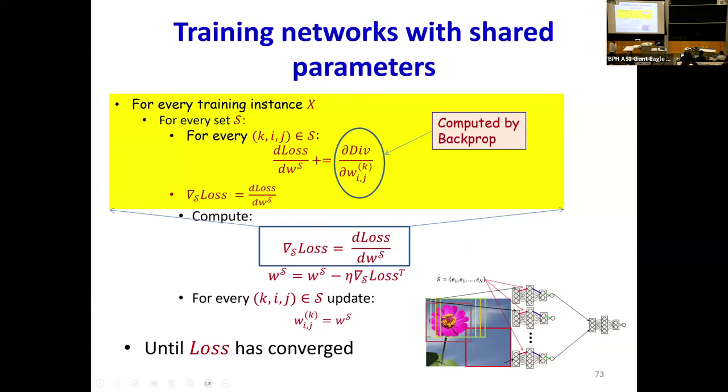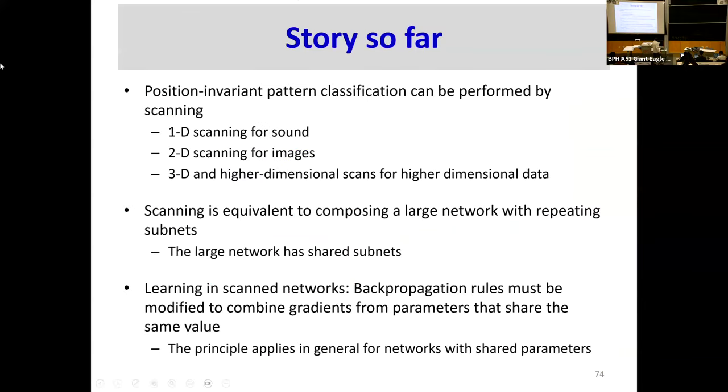And so in that term, it's going to be computed using backprop. And so the story so far is that position invariant pattern classification can be performed by scanning: one-dimensional in the case of things like time series like sounds, two-dimensional scanning for images, but the same principle extends to higher dimensional objects as well. So you could have 3D scans and 4D scans if you're looking at video, for instance, right? Or colored images.